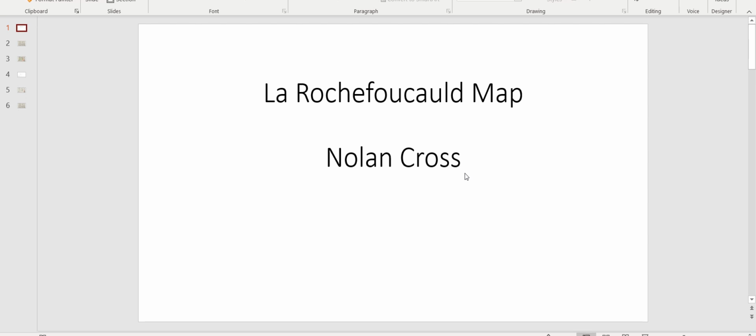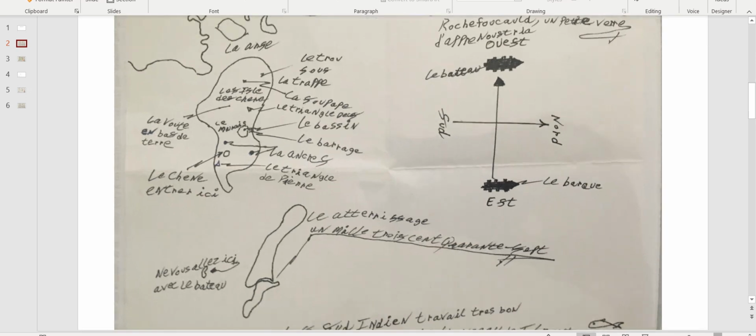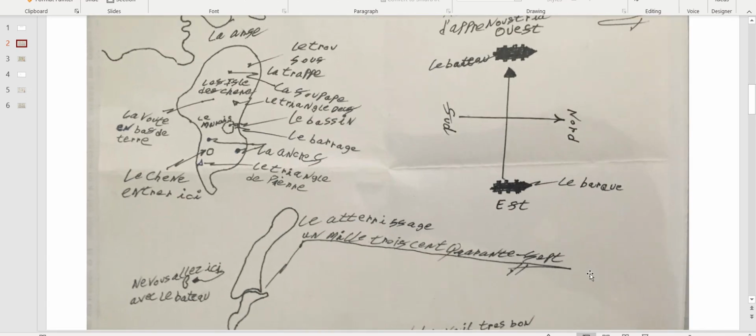Tonight, short video. I think I'm going to shoot two. It's about Nolan's Cross on the La Rochefoucauld map. And I've always been puzzled when I was looking at this map for hours that I couldn't find Nolan's Cross in it. And Nolan's Cross is one of the most important elements that we use and that we know is on the map and for real, and it's around there somewhere.